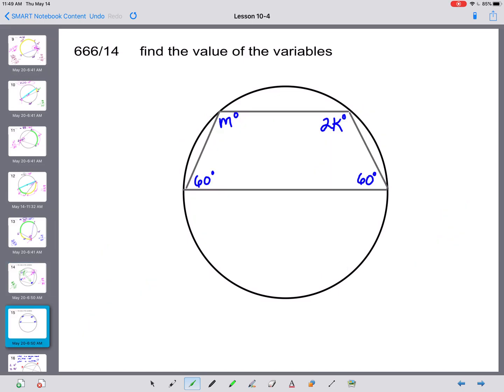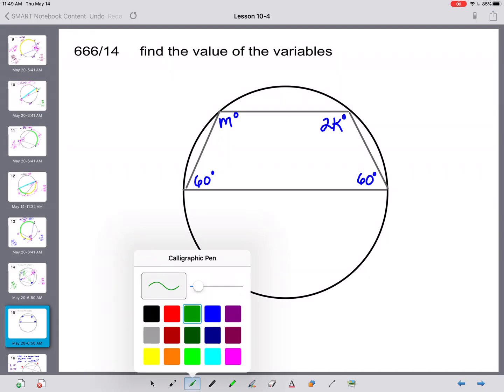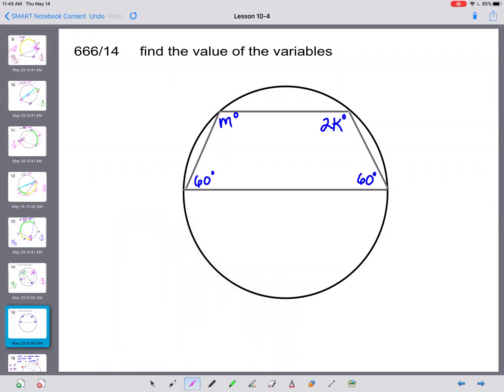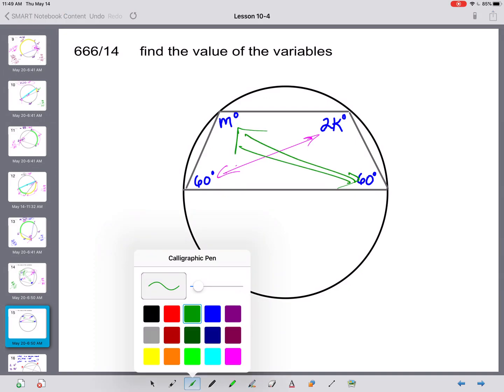Okay, what do we got? Same idea here. It's a quadrilateral, and it's inscribed in a circle. So once again, hey, opposite angles. Those two got to add up to 180. And these two got to add up to 180. Let's do the pink ones first.